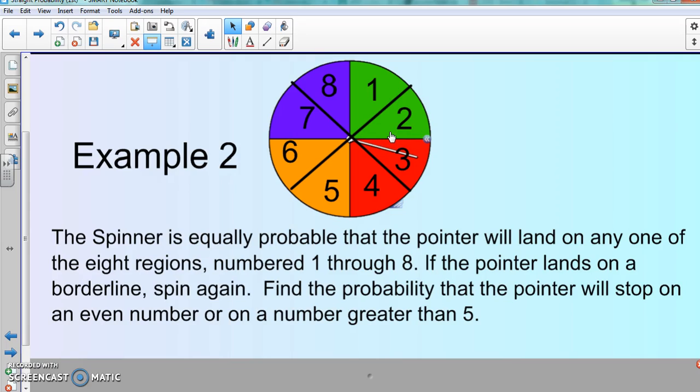So we're going to find the probability that the pointer will stop on an even number or a number greater than 5. So these things can happen together. It can be an even number that is greater than 5, or it could be a number that's greater than 5 that's even. So it can happen at the same time. Both of those things can happen at the same time. So find the probability that a pointer will stop on an even number or a number greater than 5.